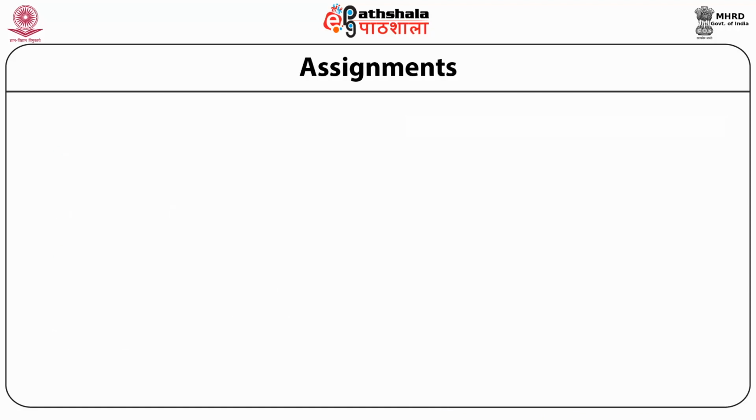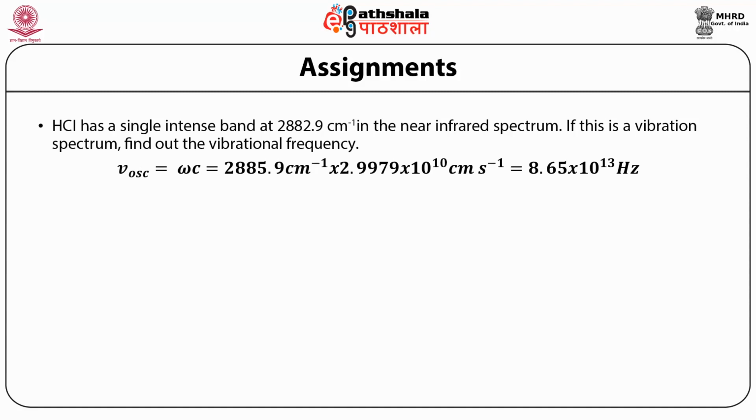There are some assignments to understand the concept. Considering the simplest molecule, HCl, which has a single intense band at 2885.9 centimeter inverse in the near infrared spectrum. If this is a vibration spectrum, find out the vibrational frequency. So it's quite simple: nu oscillatory is equal to omega c, equal to 2885.9 into 2.9979 into 10 to the power 10. So it comes out to be 8.65 into 10 to the power 13 hertz.